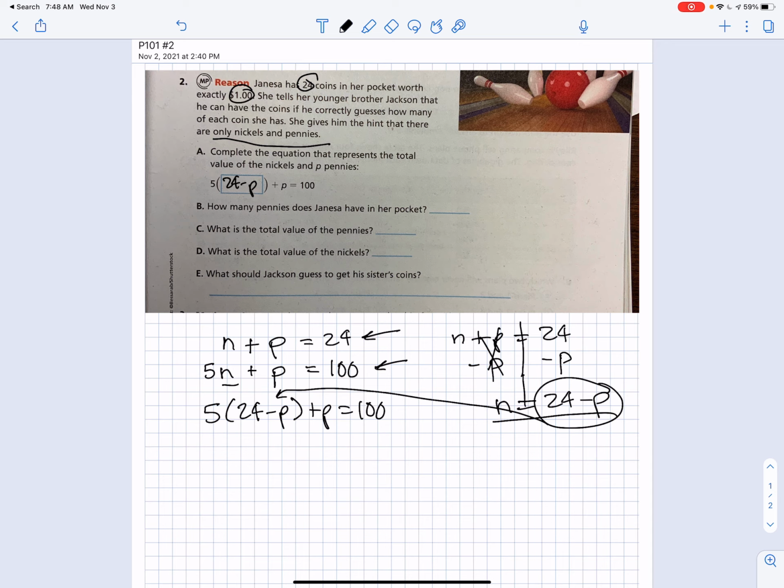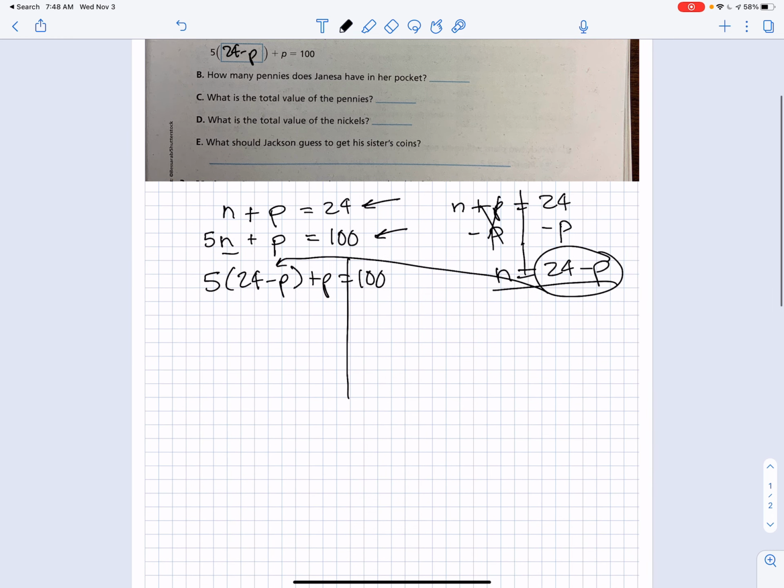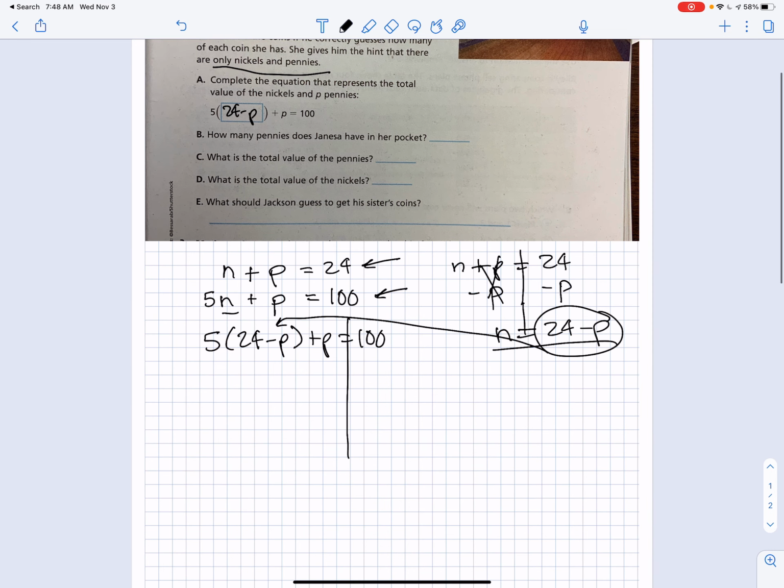Well, now that you have that, you can solve for p. You can just do the math and solve for p. Once you have p, that answers B. Then C, the total value of the pennies, well, it's just 1 cent per penny, so that's easy to solve. What is the total value of the nickels? Well, I can figure out how many nickels I have. If I know how many pennies, I plug it in right there, and then I can figure out the nickels.